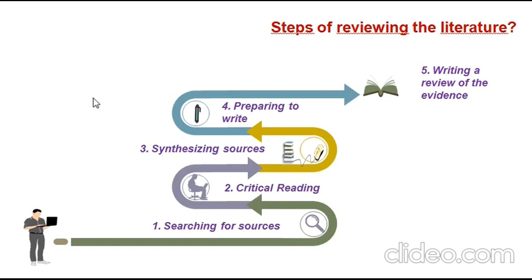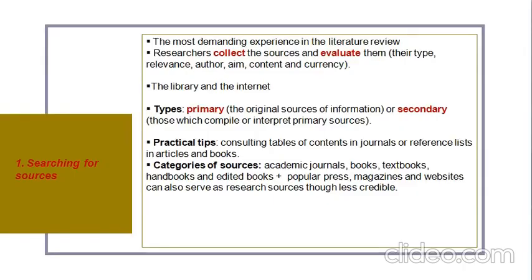There are steps of reviewing the literature. The first step is searching for and collecting the sources. The second step is the critical reading of the sources. The third step is synthesizing the sources. The fourth step is preparing to write. And the final step is writing the review of literature.